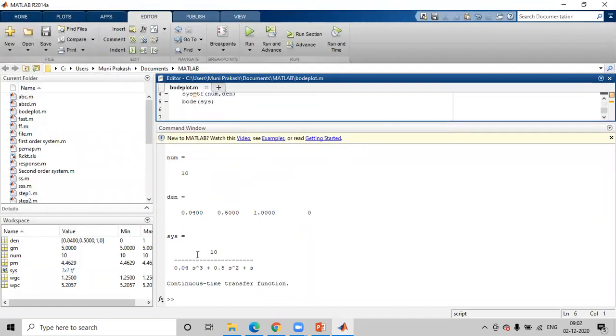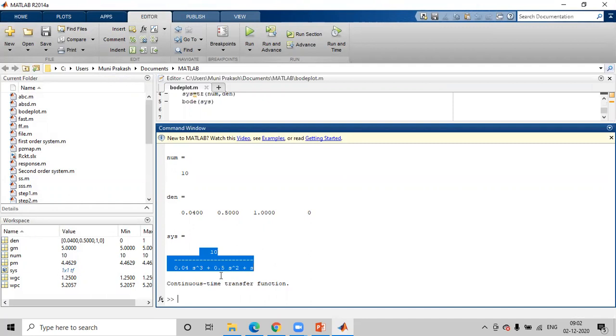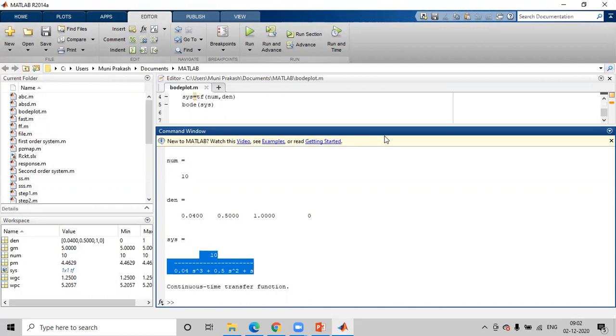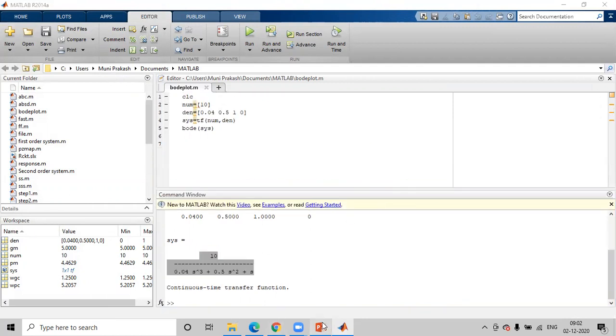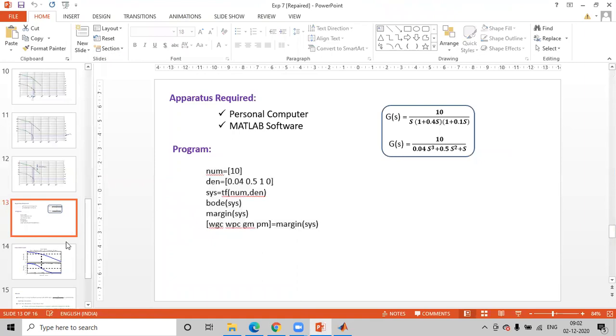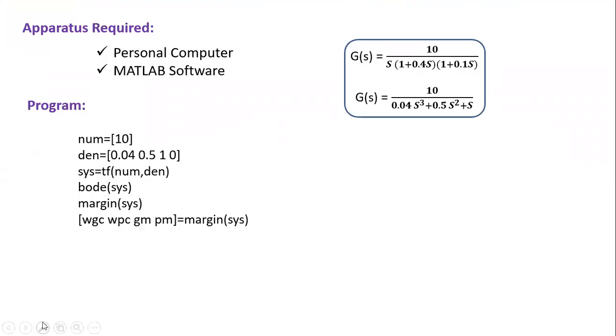Only the numerator, denominator, and transfer function are there. The domain specifications are not there. If we specify them, then only they will come. Actually, this is the Bode plot. And coming to the conclusion, this is the programming part.